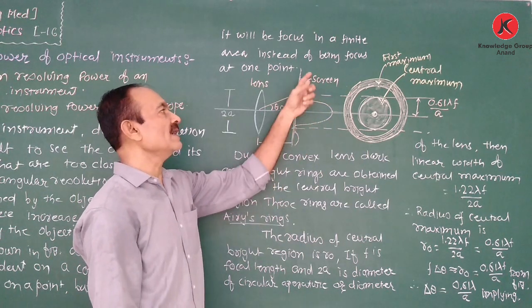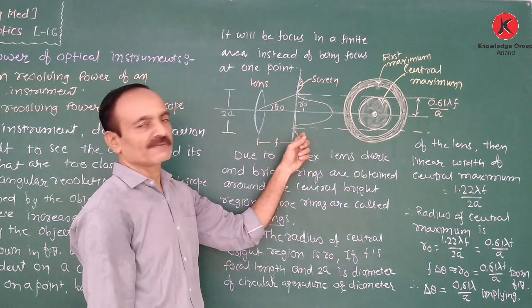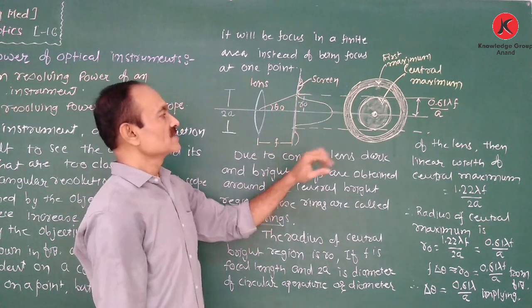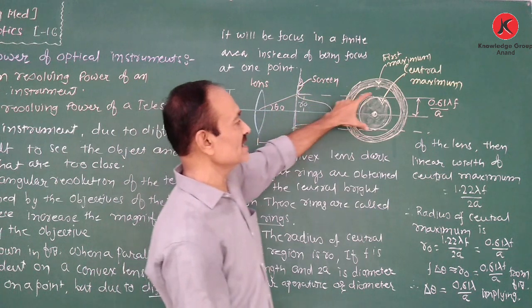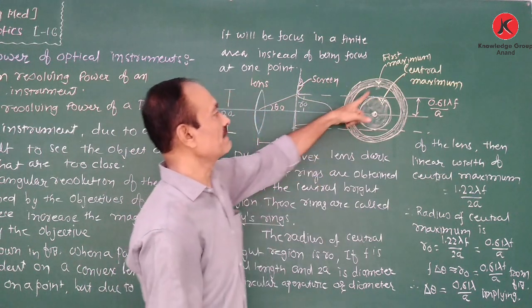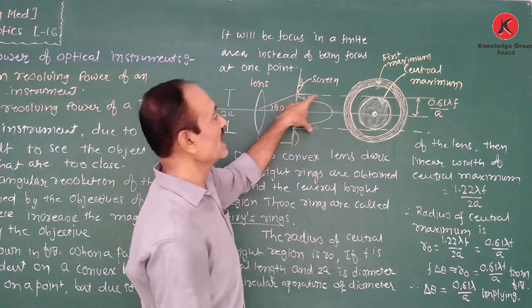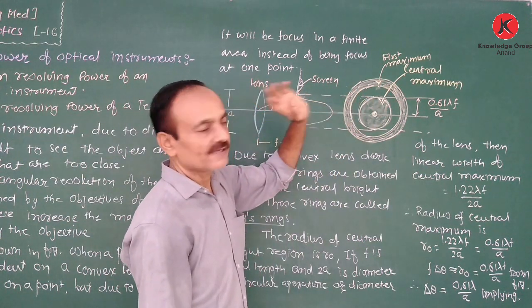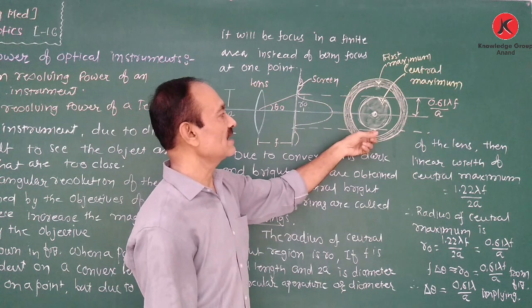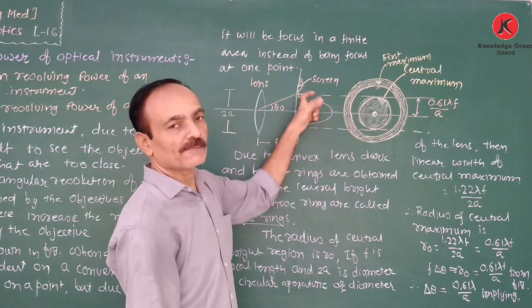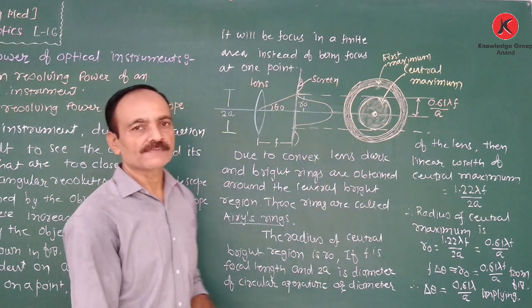After the first minima, first order secondary maxima are obtained. So corresponding to the central maxima, the central region is there. After that, there is the first minima. Due to the first minima, here the dark rings are obtained. Again, the bright rings are obtained due to the first secondary maximum.